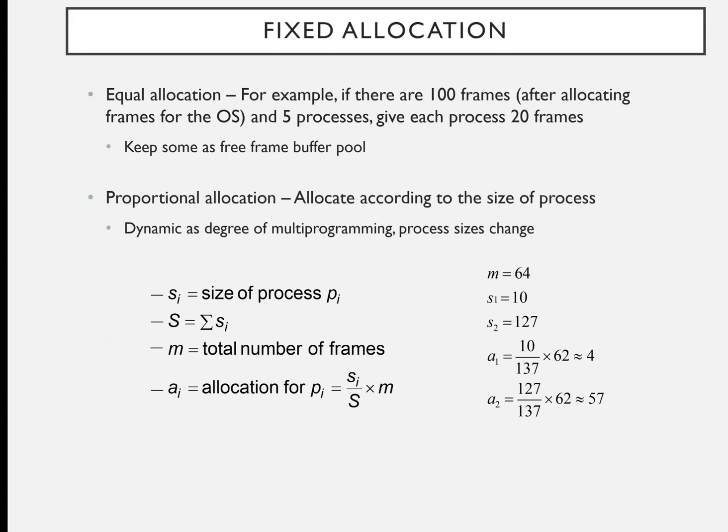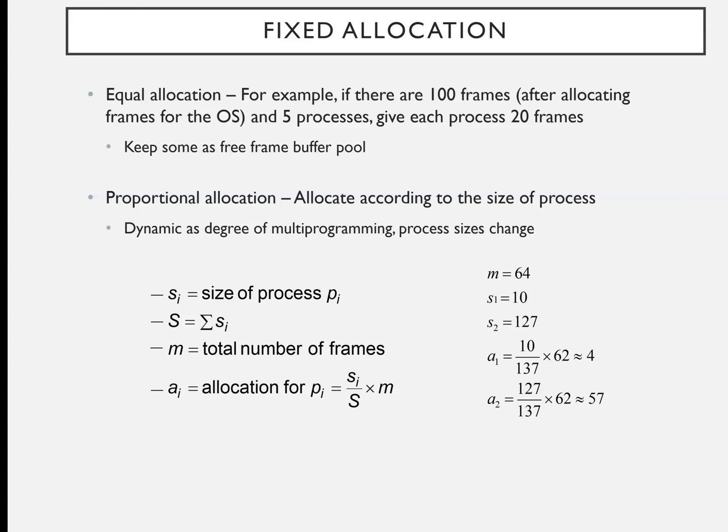Fixed allocation can be equal allocation. For example, if there are 100 frames and 5 processes, each one gets 20 frames. We keep some in a free-frame buffer pool. Another option is proportional allocation, allocated according to the size of the process. This can be dynamic as the degree of multiprogramming and process sizes change.